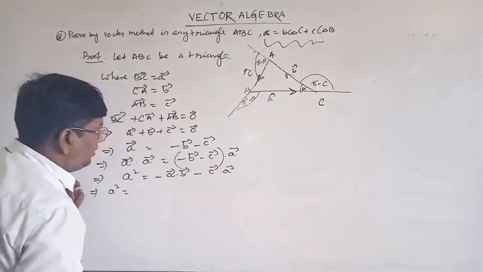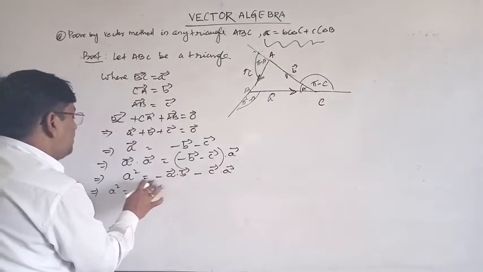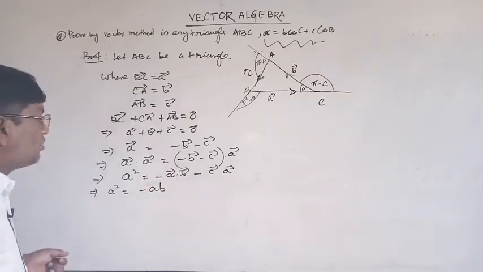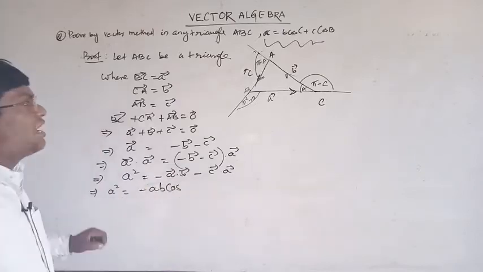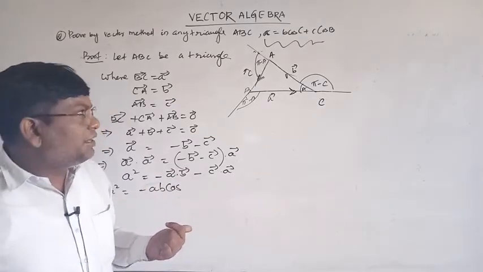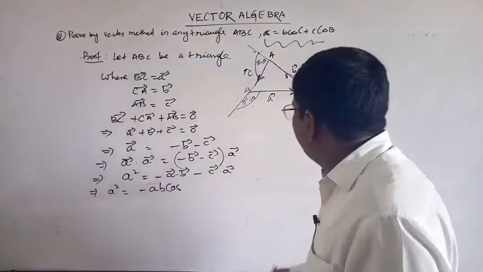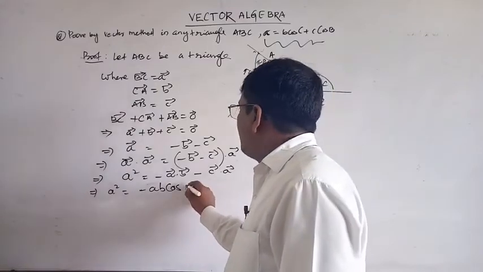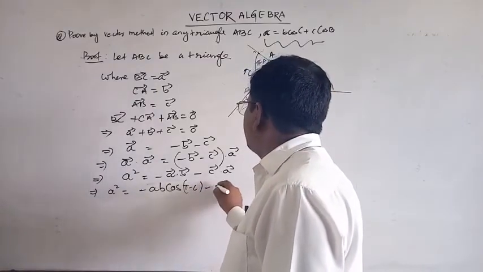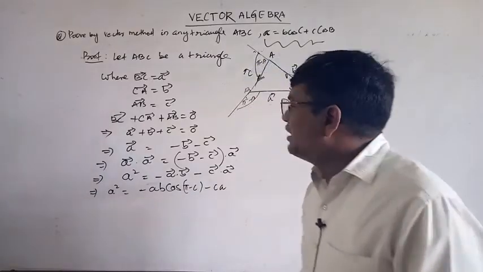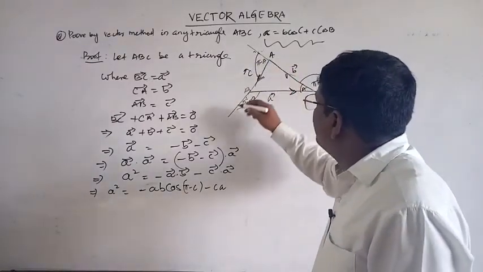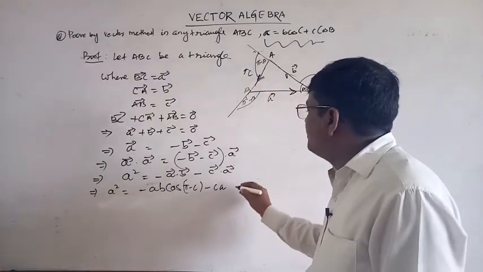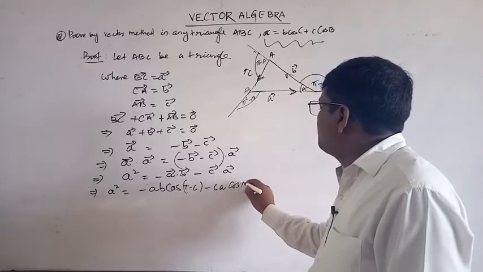So A square is equal to minus A dot B, which means magnitude of A, magnitude of B, cos theta. What is theta? It is the angle between vector A and vector B, that is cos of pi minus C. Then minus C dot A. What is the angle between vector C and vector A? This is vector C and this is vector A, so it is pi minus B. Cos of pi minus B.